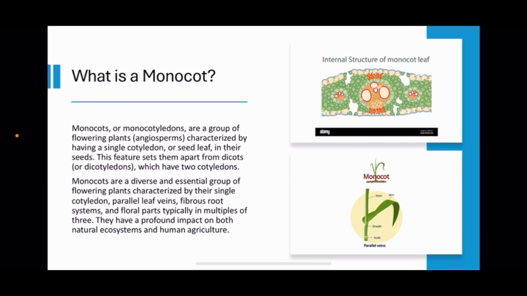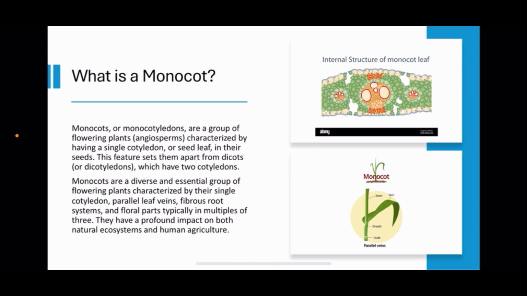Monocots are a diverse and essential group of flowering plants characterized by their single cotyledon, parallel leaf veins, fibrous root systems, and floral parts typically in multiples of 3. They have a profound impact on both natural ecosystems and human agriculture.